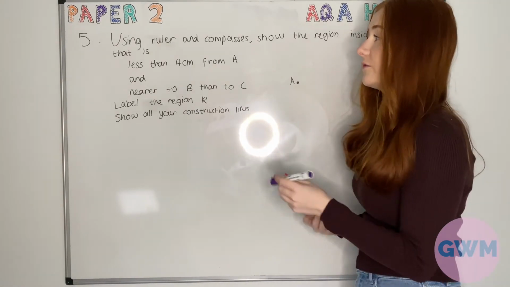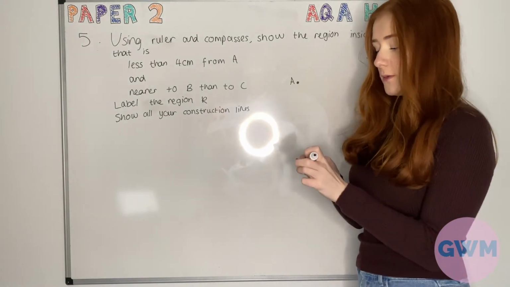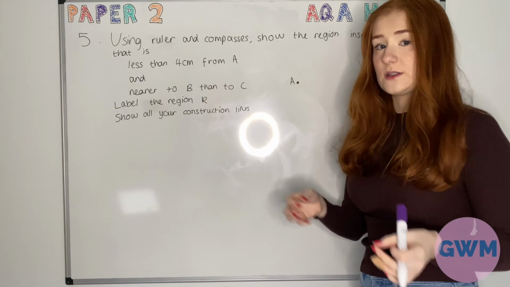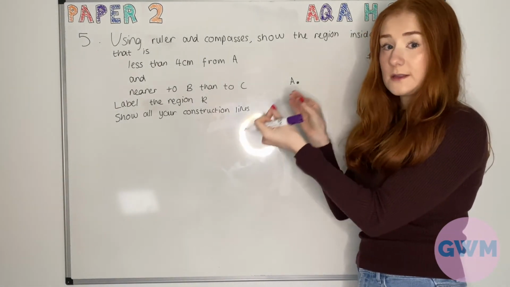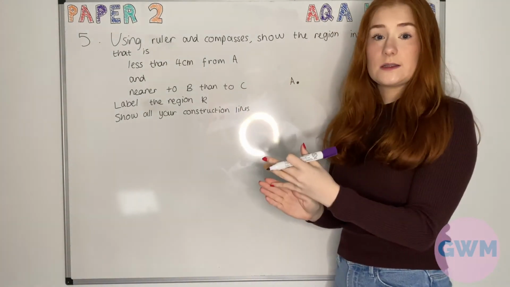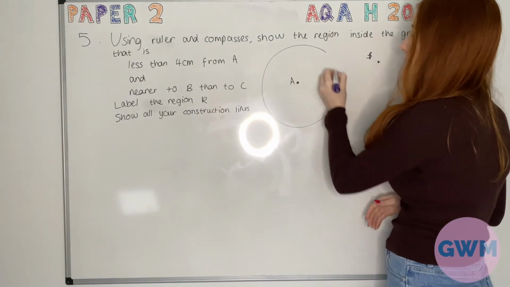So let's start with the first thing. It wants less than 4 centimetres from A. So we know point A on our grid is here. This is where we need our compasses. So what we'll do is we'll get a ruler and stretch the compass until your distance between the spike and the pencil is 4 centimetres. We're then going to place the spike on A and draw a circle around A.